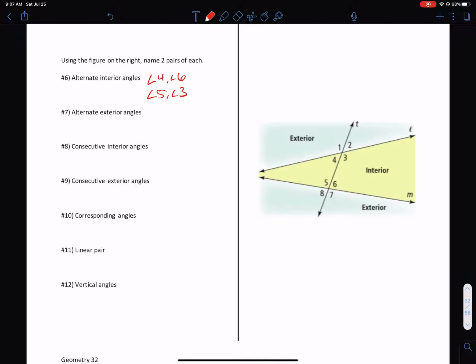Pair of alternate exterior angles. Angles 1 and 7 are alternate exterior. Angles 2 and 8 are alternate exterior. Pair of consecutive interior angles, angles 3 and 6, angles 4 and 5. Consecutive exterior, angles 2 and 7 are consecutive exterior, angles 1 and 8 are consecutive exterior.